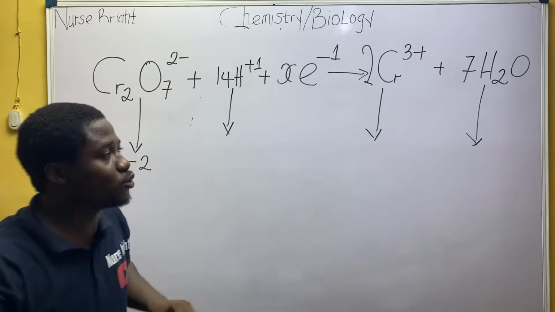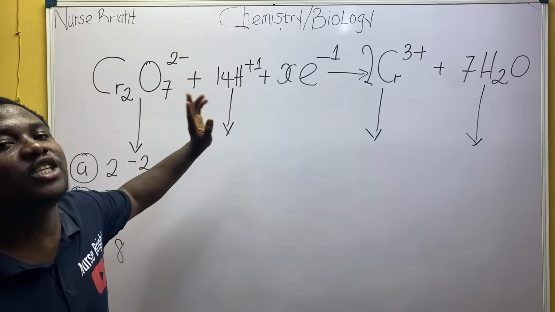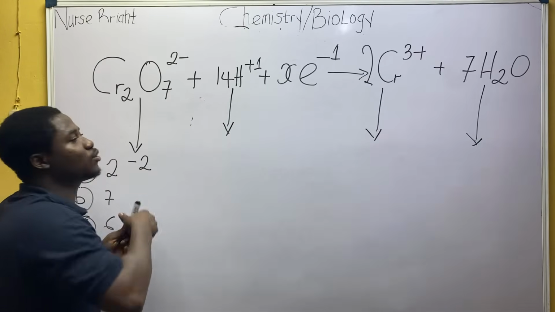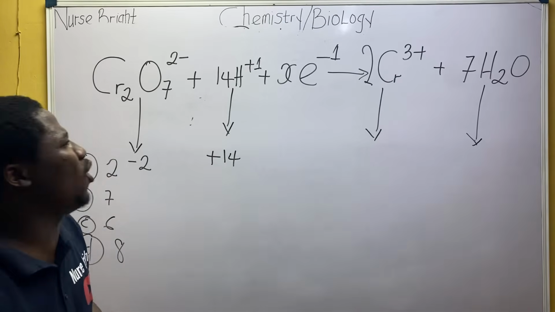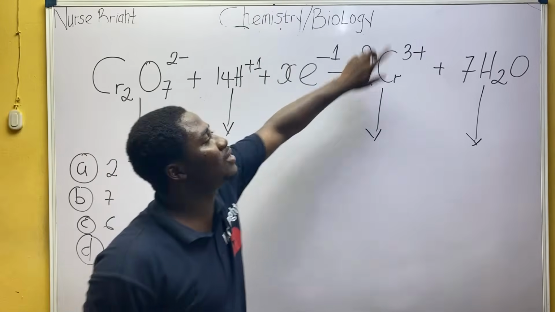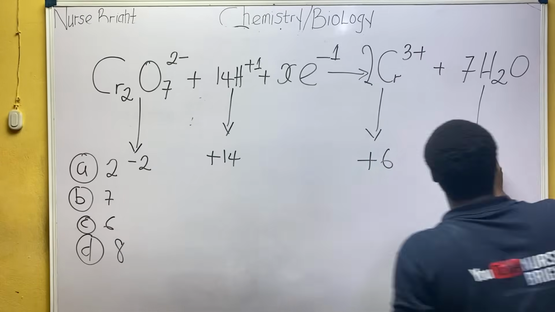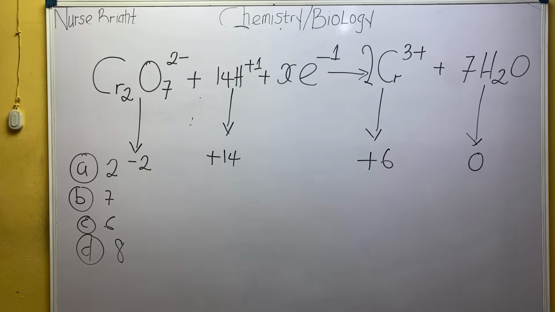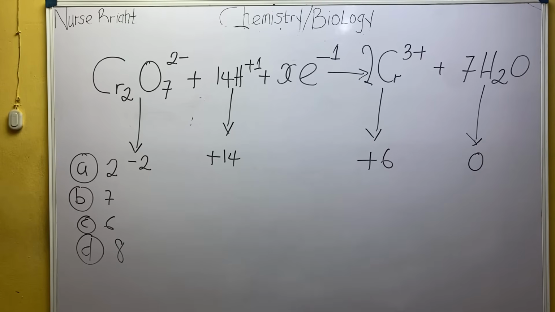But don't tell me it's plus 1, because there's 14 standing in front of H plus. The number standing in front of it always affects it. So 14 times plus 1 gives us plus 14. What about the Cr3 plus? It is 2 times plus 3, which is plus 6. The net charge of the water is 0; there is no charge at all. This is the first step to follow.